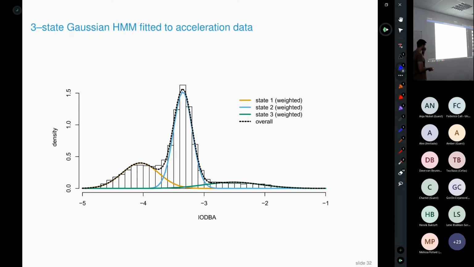Okay, this is the fitted model. These are the fitted three normal distributions for the normal swimming, the blue one, the bursts, and the last one, the unclear one. And it fits the data almost perfectly.